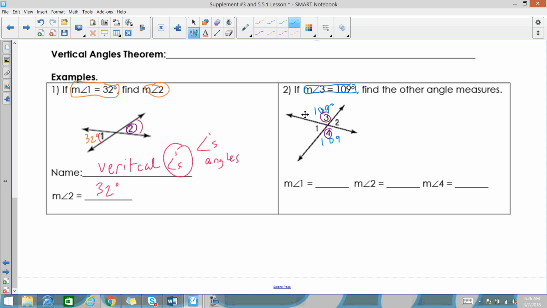Because they're congruent. This is congruent to this. So I'm going to put angle 4 is 109 degrees. Now, how do we find the other two? I feel like they didn't give us enough information. Well, this is where we have to block out some of the information that we see.